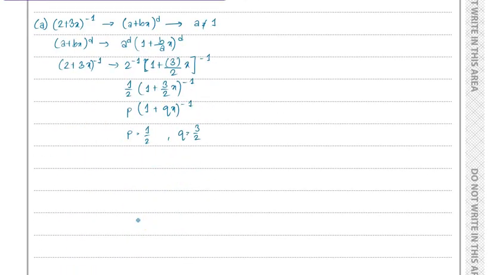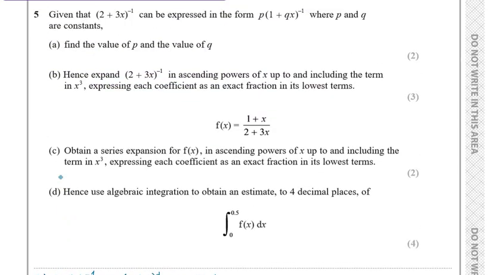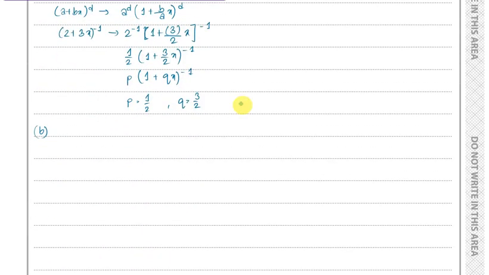So this is the answer for part A. And for part B now, we are asked to expand (2 + 3x)^(-1) in ascending powers of x, up to and including the term in x^3, expressing each coefficient as an exact fraction in its lowest terms. So we have been given (2 + 3x)^(-1), and from part A, we know this is equal to 1/2 (1 + 3/2 x)^(-1).